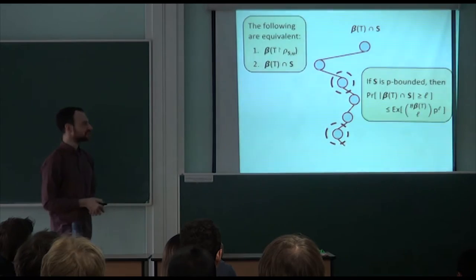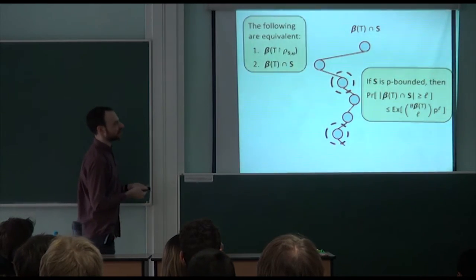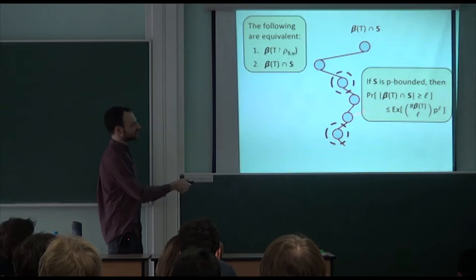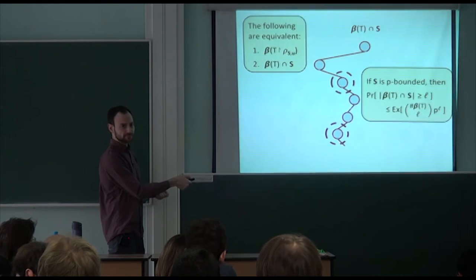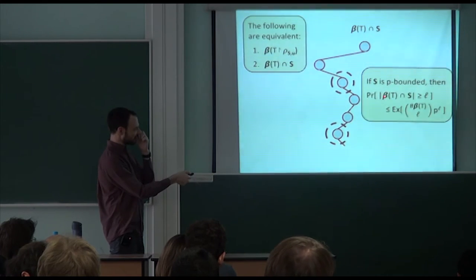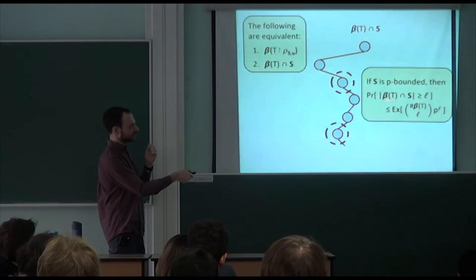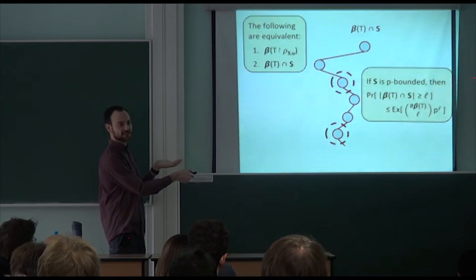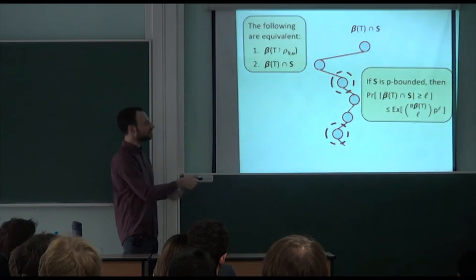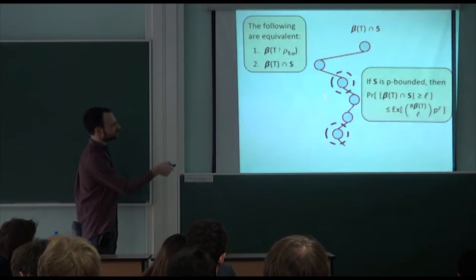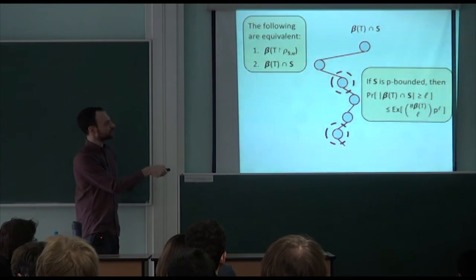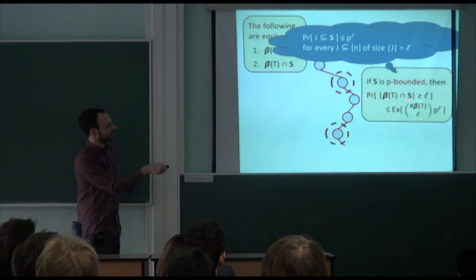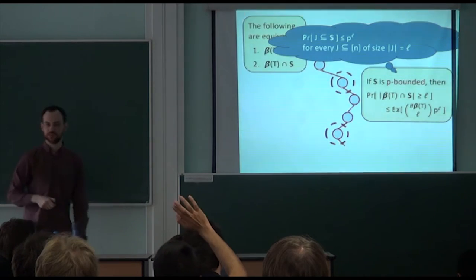Now a consequence is that if S is p-bounded, then by taking a union bound, we can say this. The probability that, if you take a random branch, the set of variables in a random branch intersected with S has size bigger than l: we can take a union bound over all l-element subsets of the random branch, and for each of those, we know that the probability that S contains those particular variables is at most p to the l. So this is just a union bound.